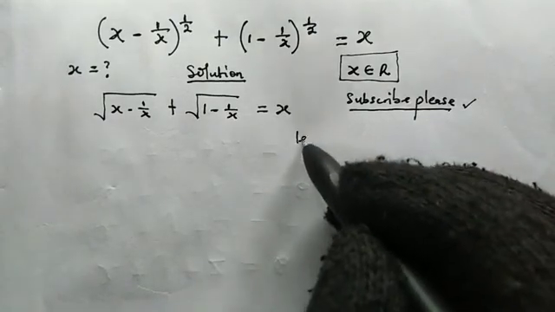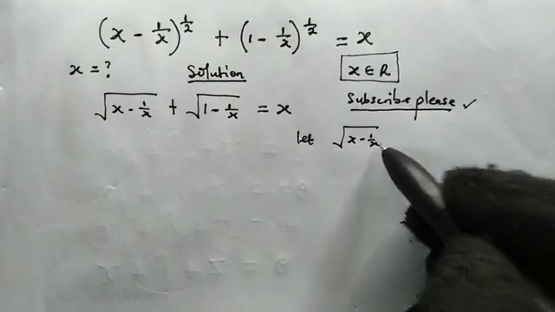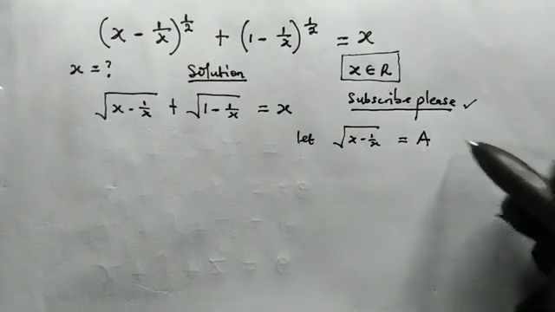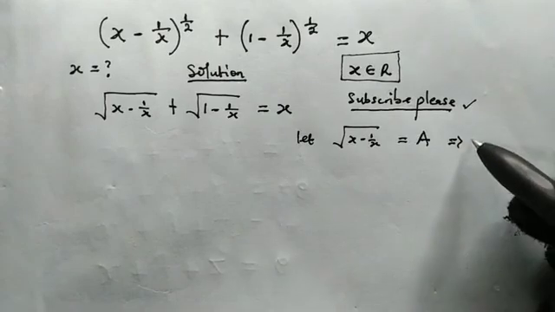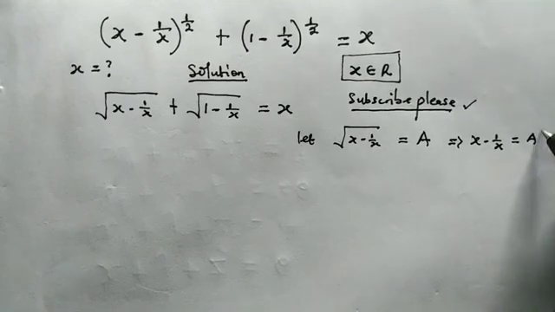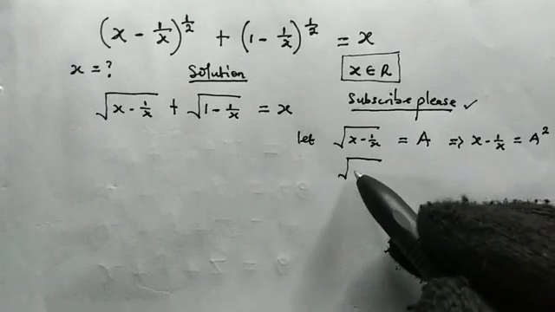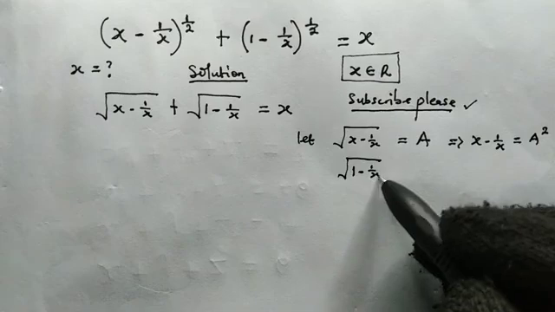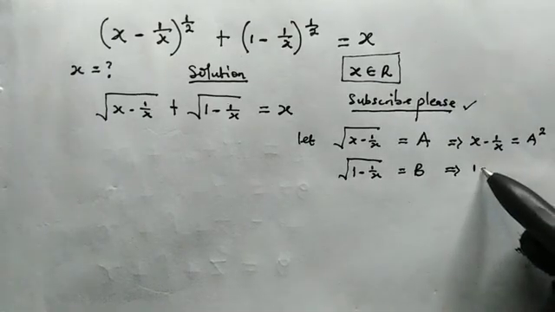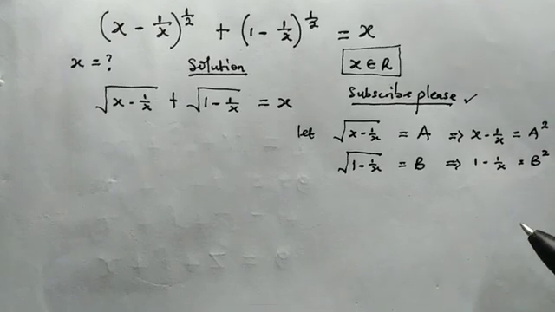Here we're going to let the square root of x minus 1 over x equal a. And if you square both sides from here, this implies that x minus 1 over x is equal to a squared, right? And again, we're going to let the square root of 1 minus 1 over x equal b. So this implies that 1 minus 1 over x is equal to b squared, right?